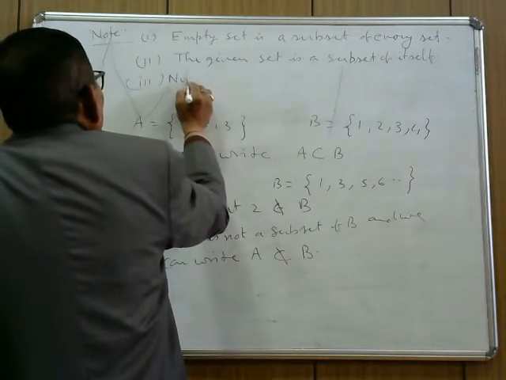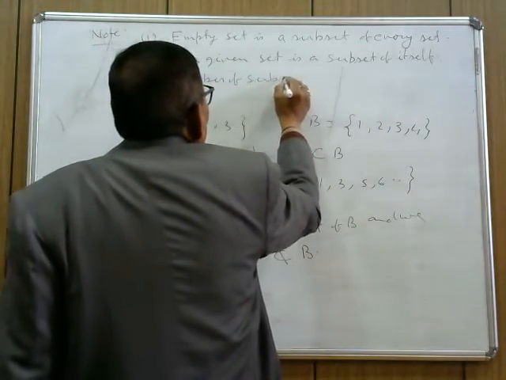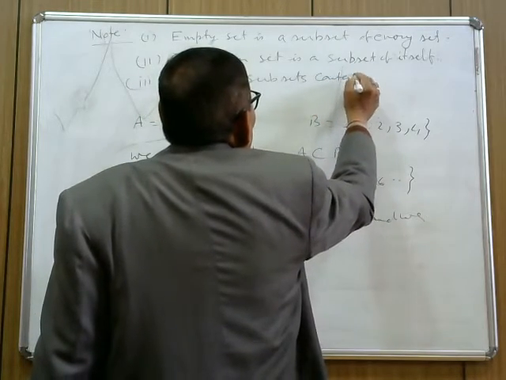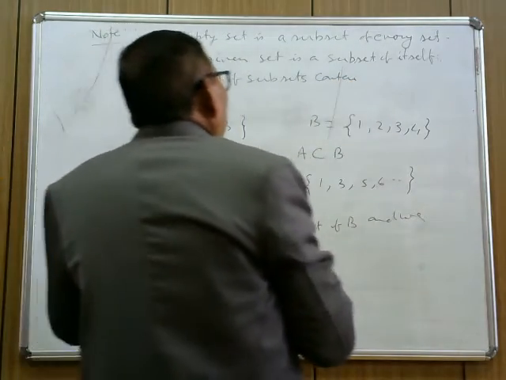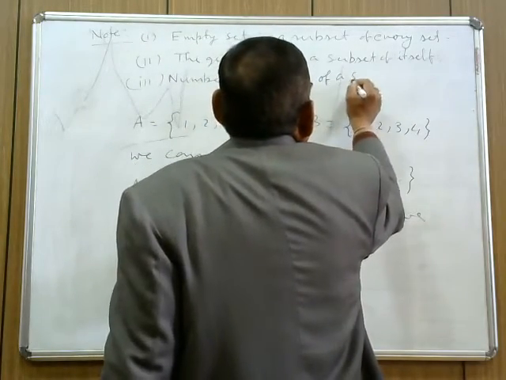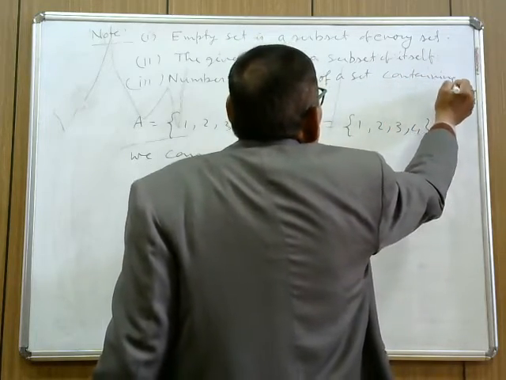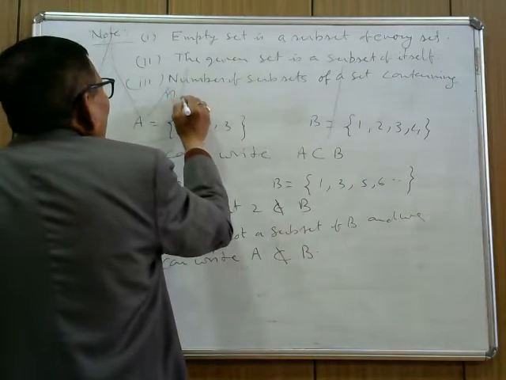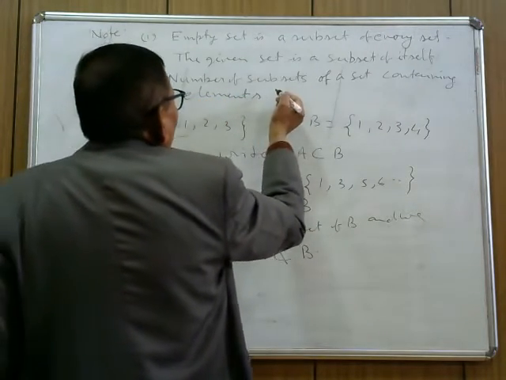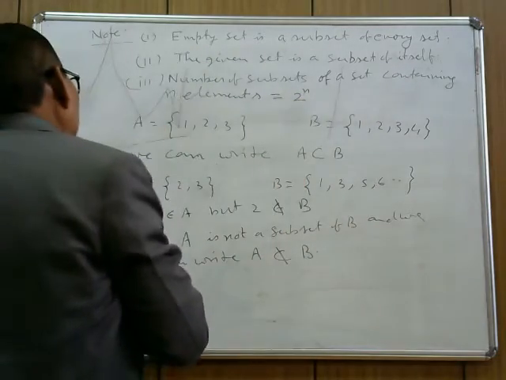Third point, the number of subsets of a set containing n elements is equal to 2 to the power n. How does it happen?